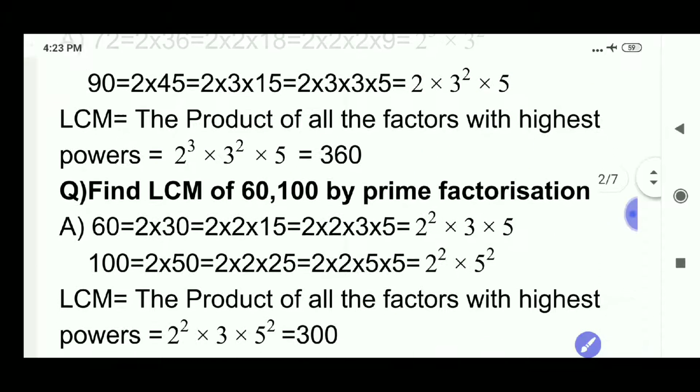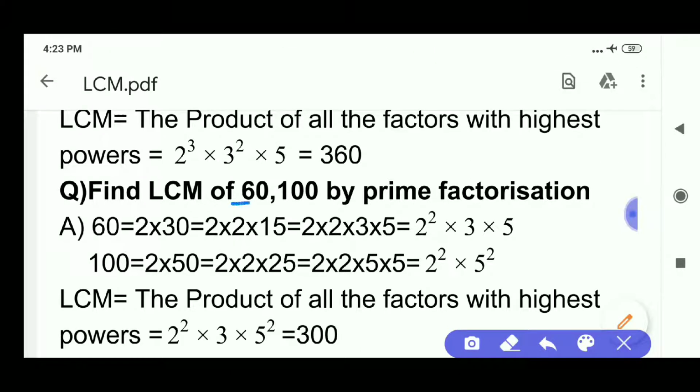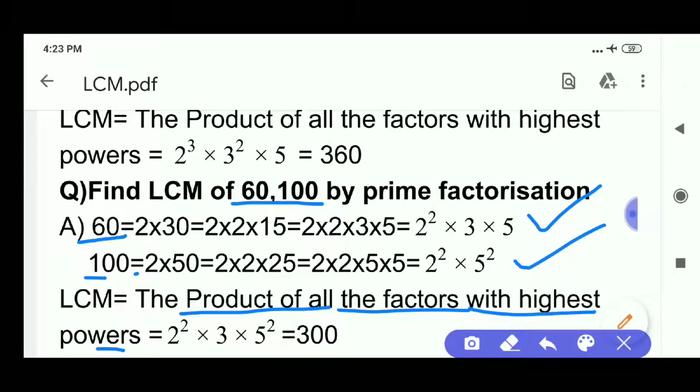One more question. Find LCM of 60 and 100 by prime factorization method. 60 equals 2 square into 3 into 5 by prime factorization. Similarly, 100 equals 2 square into 5 square. LCM is product of all the factors with highest powers. Here 2 square and 2 square. The highest is 2 square itself.